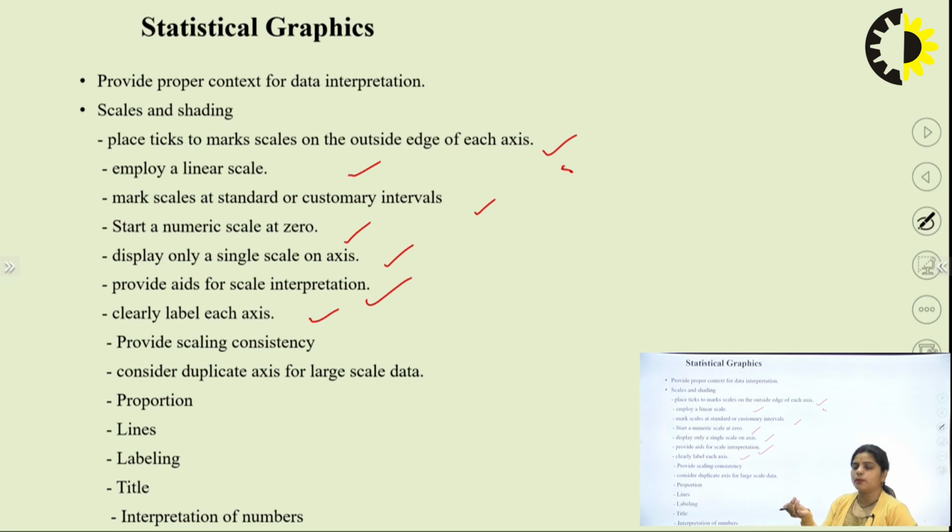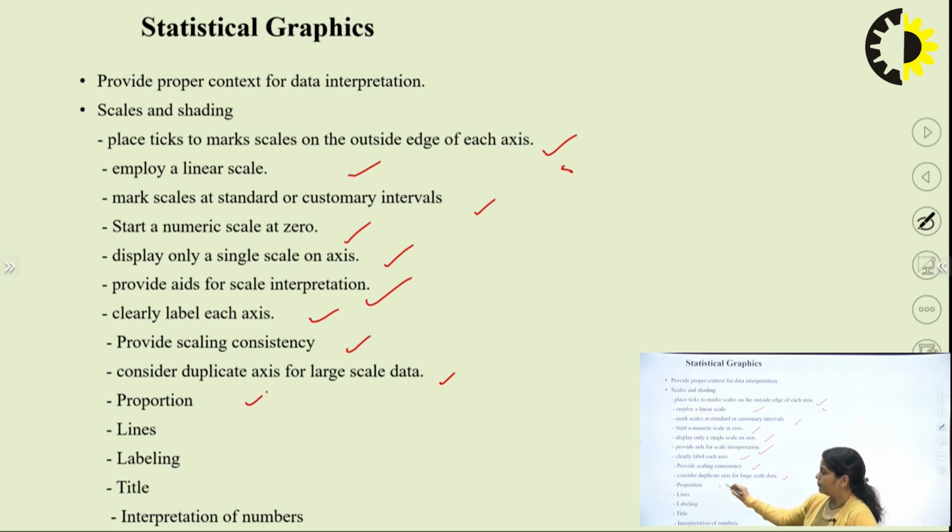The axis can be positive, negative, or both, as per the requirement or the data sets available at that time. It also provides scaling consistency. They also consider the duplicate axis. If we have large scale data, then statistical graphics can also consider the duplicate axis for displaying or viewing the large scale of data.